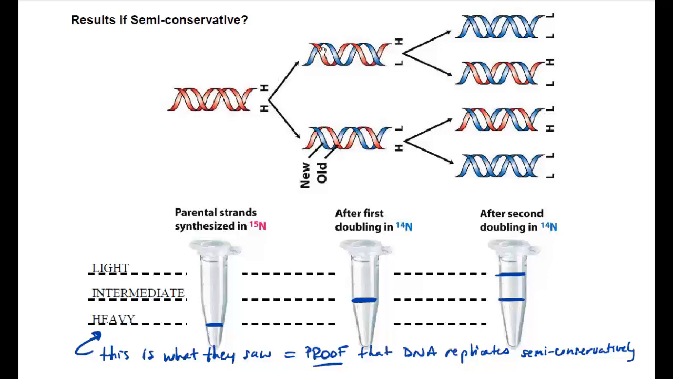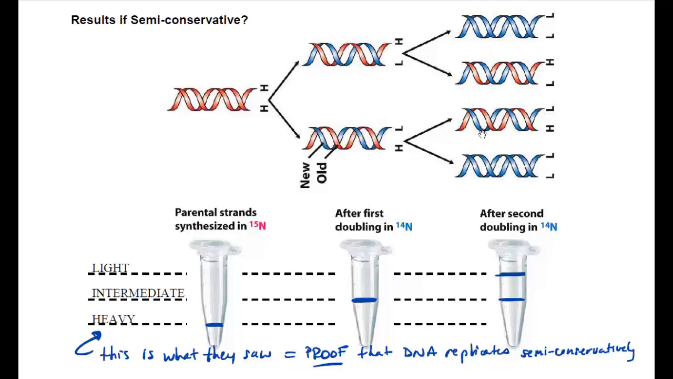Then this will split again. The original heavy will make a new light intermediate. And then this original heavy will also be available to make an intermediate. But then the new light strand made in the first generation here will be available to combine with another light strand.